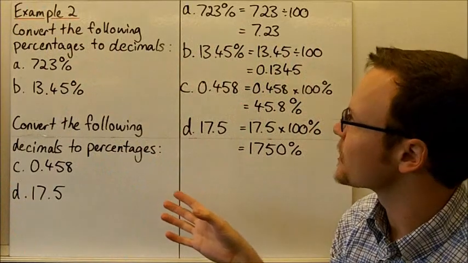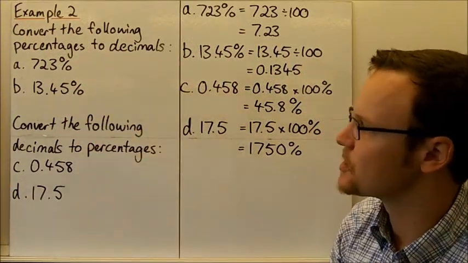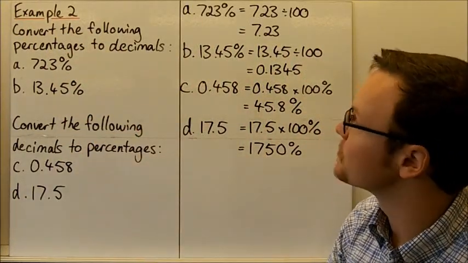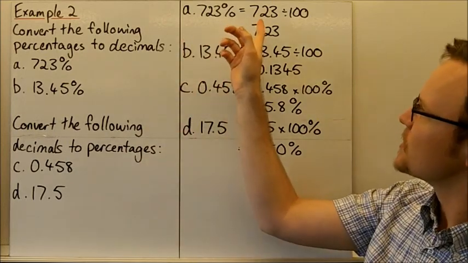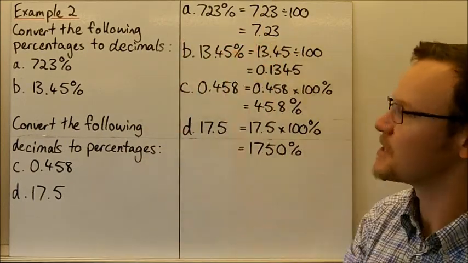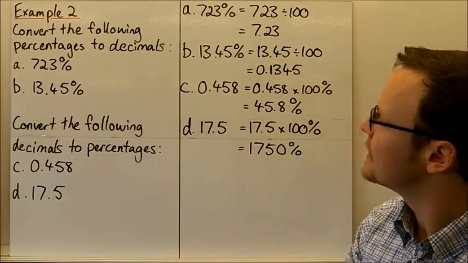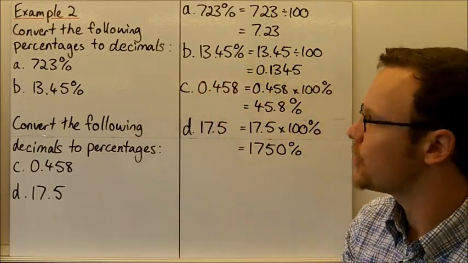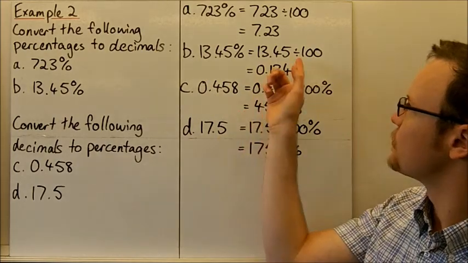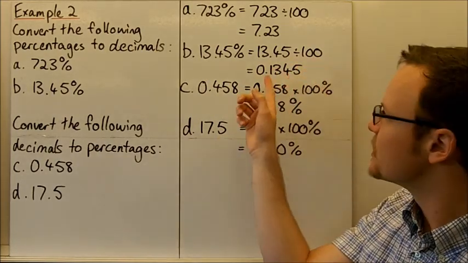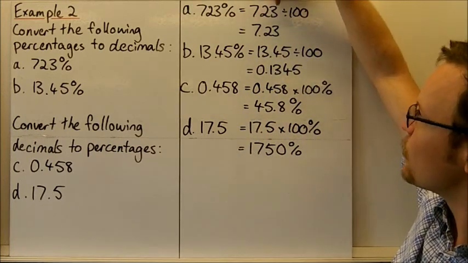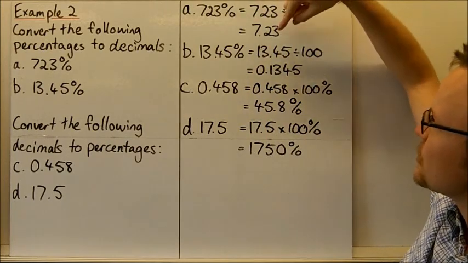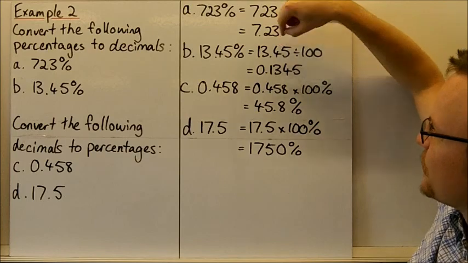So having a look at our final example for today, converting some percentages to decimals and decimals to percentages. If we've got 723%, we can convert that to a decimal by dividing by 100 and get 7.23. Here, once again, percentage 13.45%, divide by 100 to get it to a decimal, 0.1345. Remember that all we're doing is shifting the decimal place 2 places to the left to divide by 100.